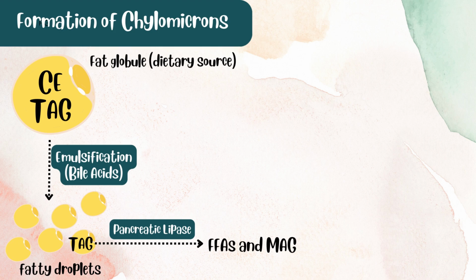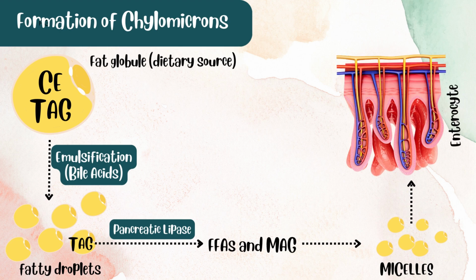The products of hydrolysis of triglycerides, for example, free fatty acids and monoacylglycerol, are then repackaged into micelles, which then diffuse into the cytosol of the enterocyte. Once in the enterocyte, free fatty acids and monoacylglycerol are then resynthesized into triglycerides in preparation for delivery to the circulatory system.